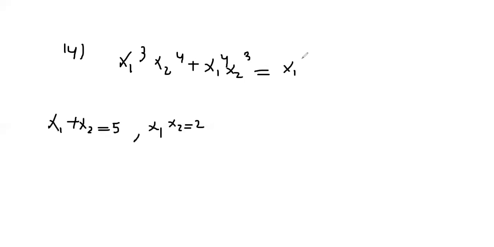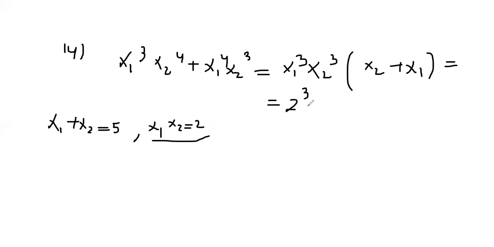What we do, we just factor out the common factors. You can see there are common factors here, so it's going to be x2 plus x1, or x1 plus x2, you might notice. So x1 cubed times x2 cubed is just 2 cubed. You can see we have this times the number 5, because x1 plus x2 equals 5. So it's going to be 8 times 5, which is 40. The answer is D, 40.